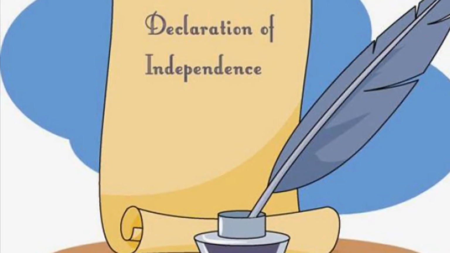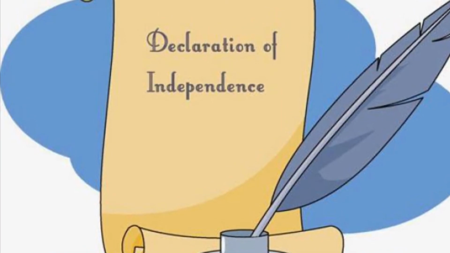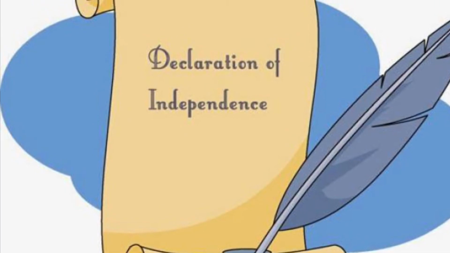So today we're going to go over some basic history of the Declaration of Independence. The United States Declaration of Independence is an important document in history that was signed to make the United States free from British rule. So the U.S. wasn't the United States at the time. This declaration made it the United States.